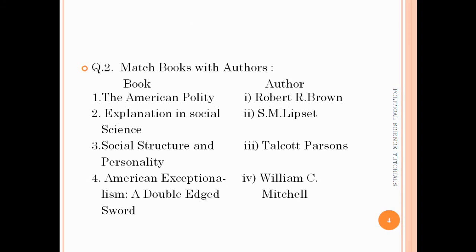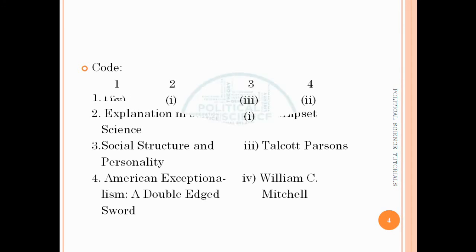Question number 2. Match books with authors. This is a pattern which comes in the NET exam. One side has the name of the book and the other side the name of the author, and you have to match. The American Polity, which was written by William C. Mitchell. Explanation in Social Science, which was written by Robert R. Brown. Social Structure and Personality, which was written by Talcott Parsons. American Exceptionalism, a Double-Edged Sword. This book was written by S.M. Lipset. And now we will see the answer.